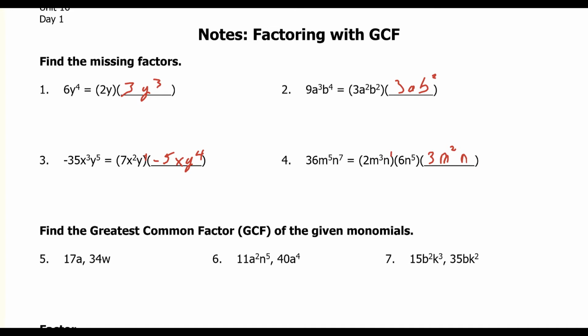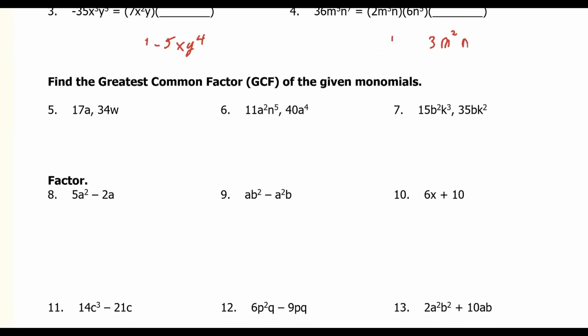Alright, now let's see. Next problem. Number 5. It says to find the greatest common factor of the given monomials. Alright, so number 5 is 17a and 34w.